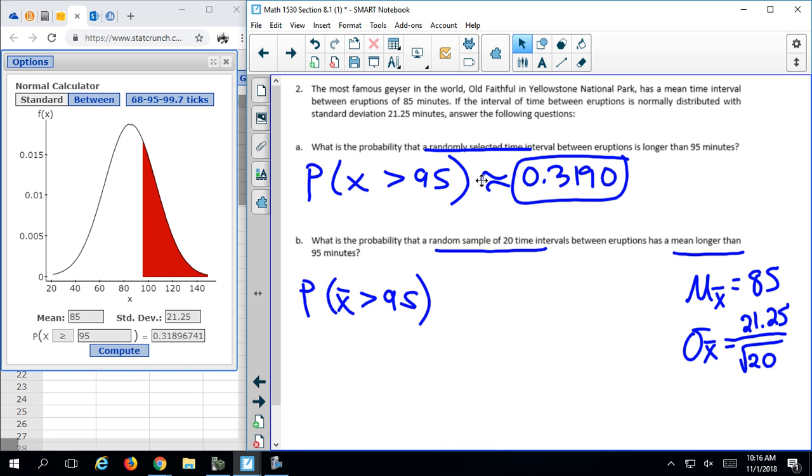So our sample size is 20. That's not bigger than 30. But what? I just said it a few minutes ago. Sorry? There's 20. So that's not bigger than 30. So can we use the normal distribution? The answer is yes.